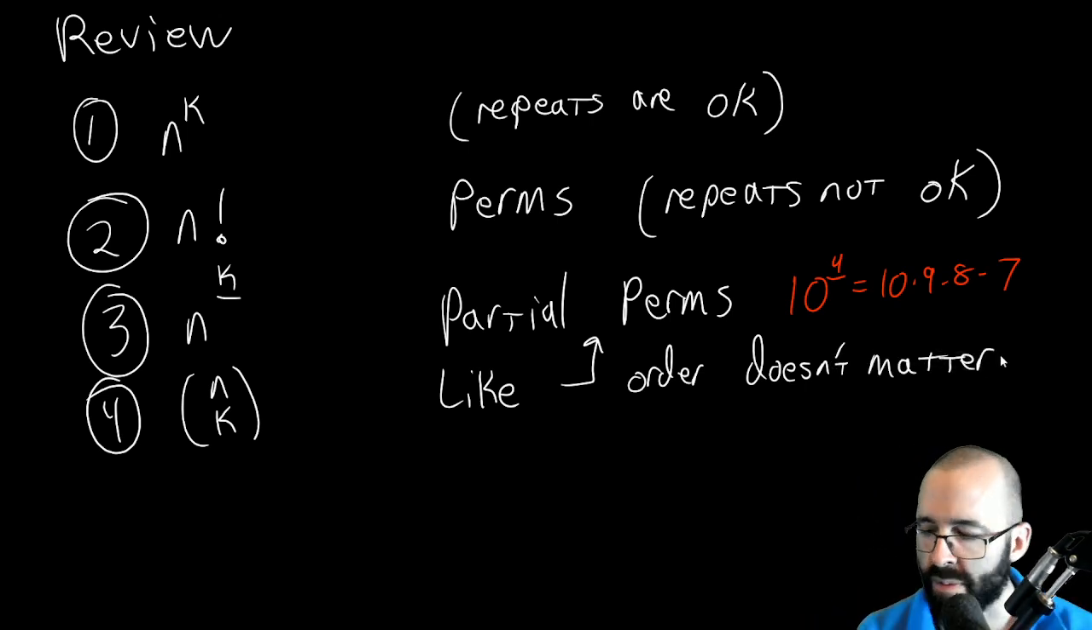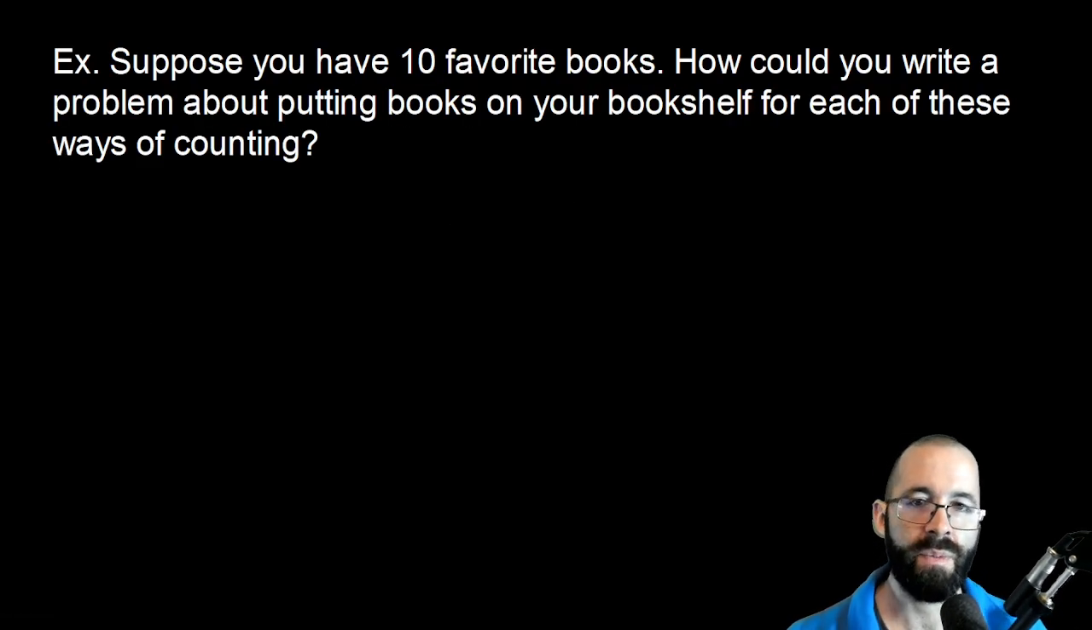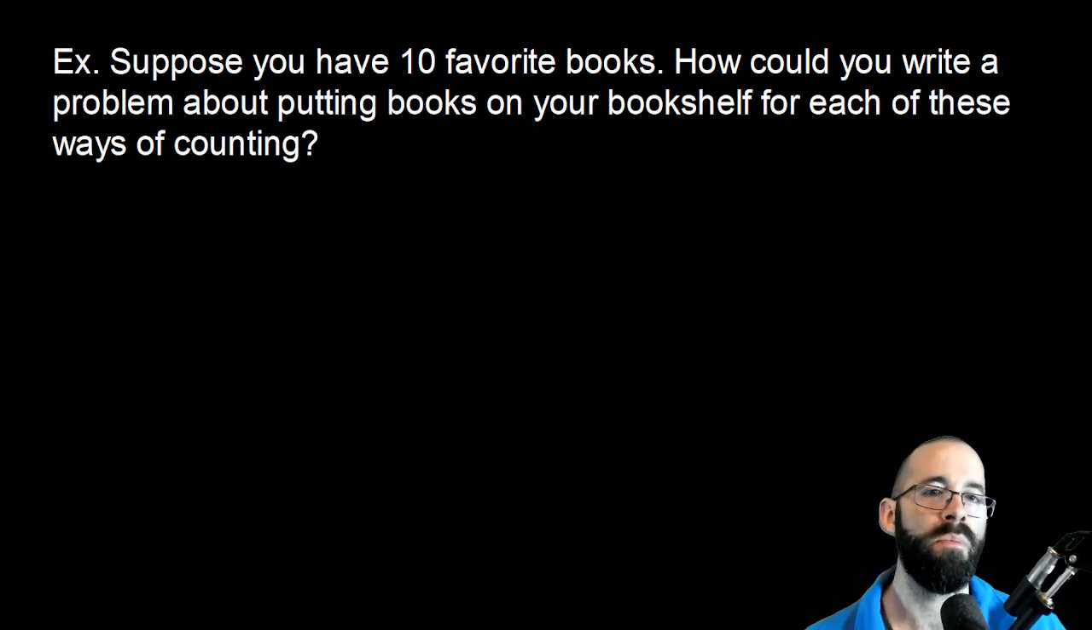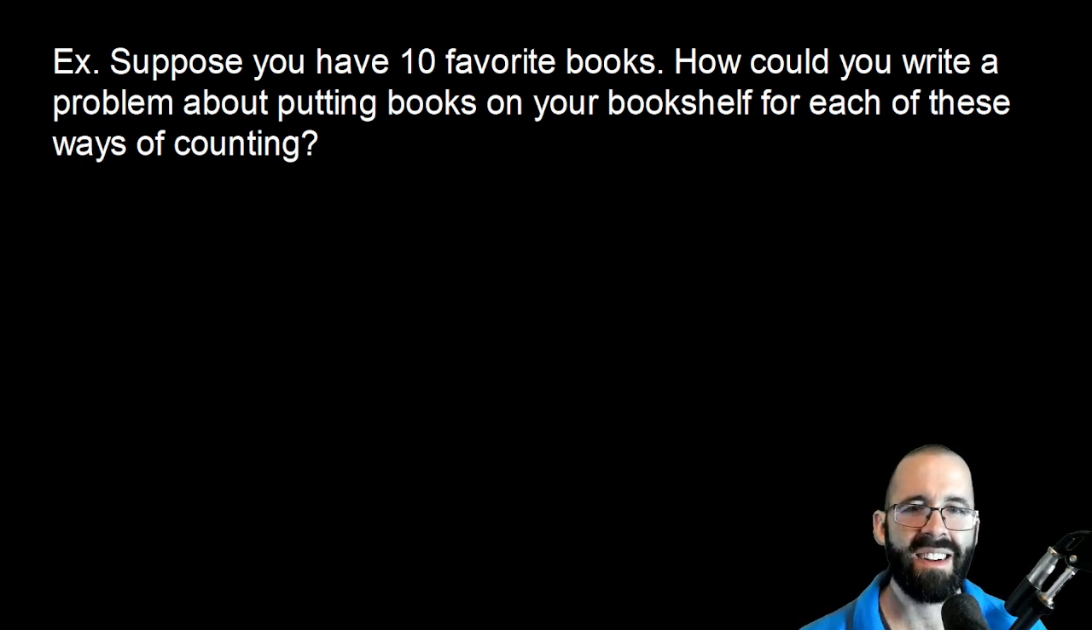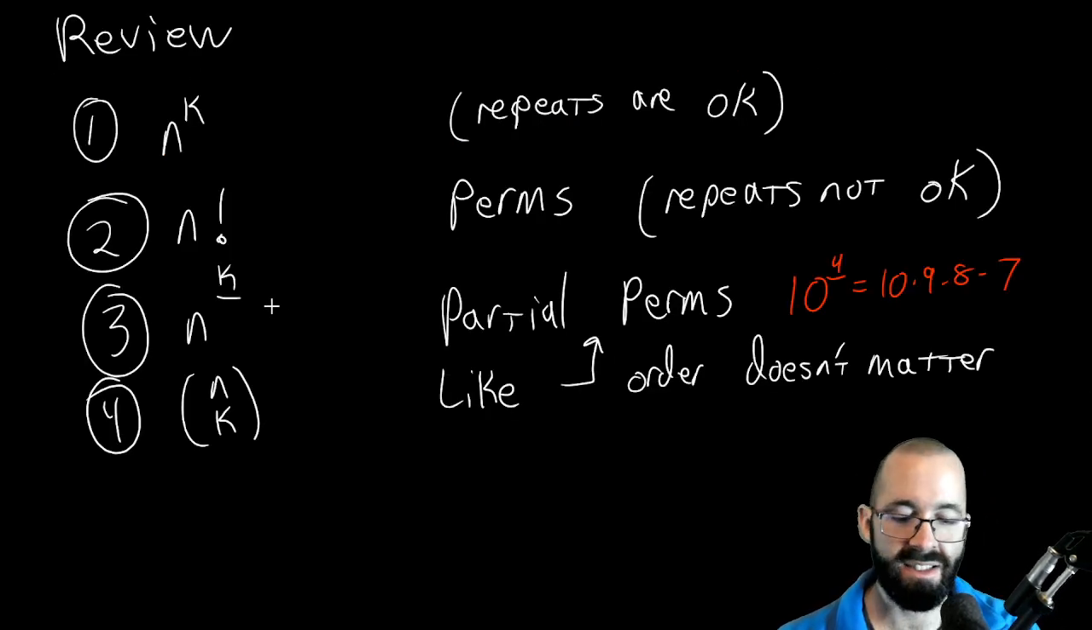So we're going to finish this chapter with a little exercise for you. I want you to look at this situation. You have 10 favorite books or favorite movies, however you want to play with it. And I want you to write a problem about putting books on your bookshelf or movies in a folder. No, it doesn't work. It's got to be books. Okay, you need 10 favorite books, like it or not, read or not. I don't care. All right. How can you write a problem about putting books on your bookshelf for each one of these cases?